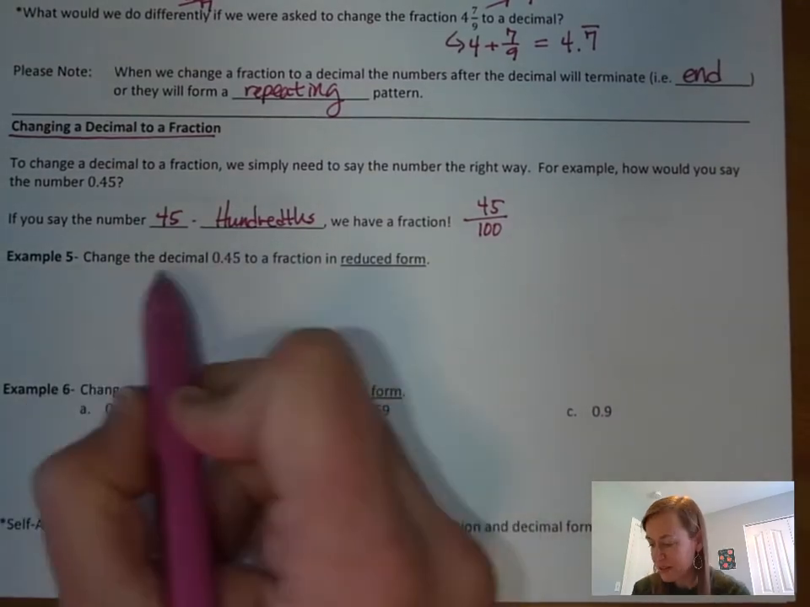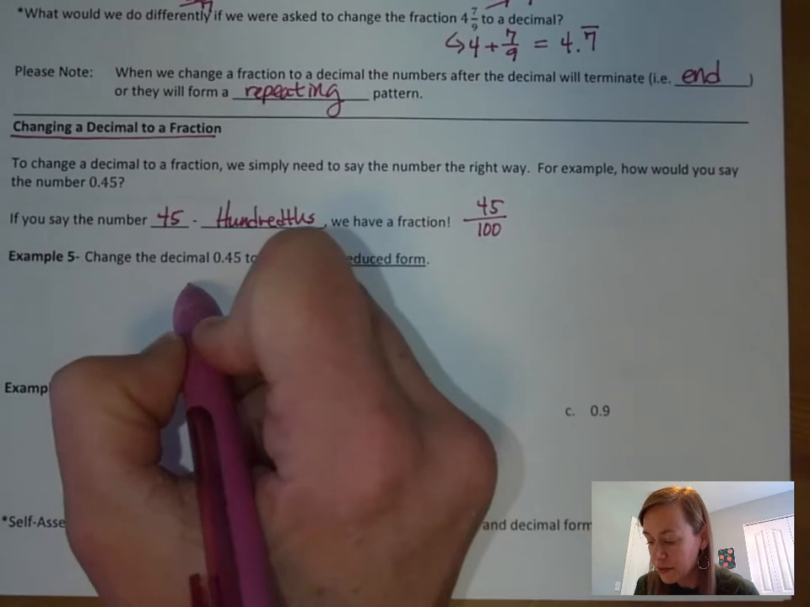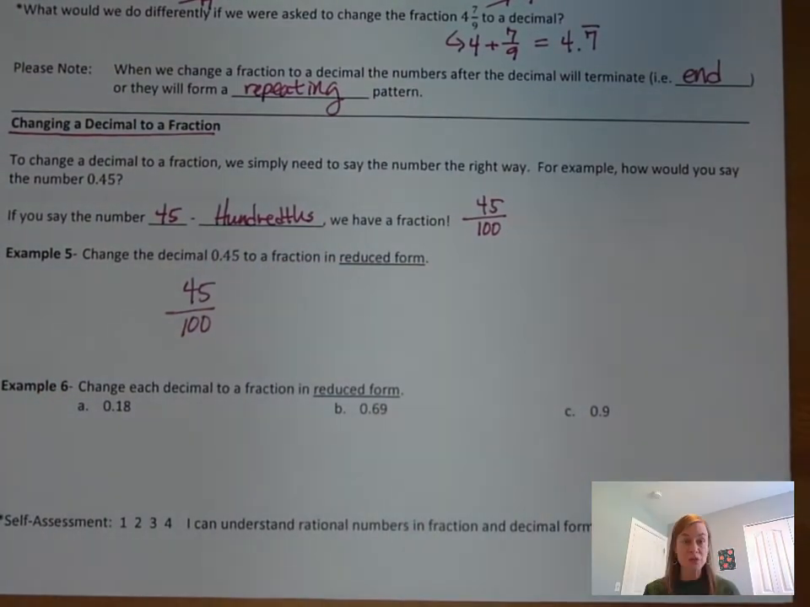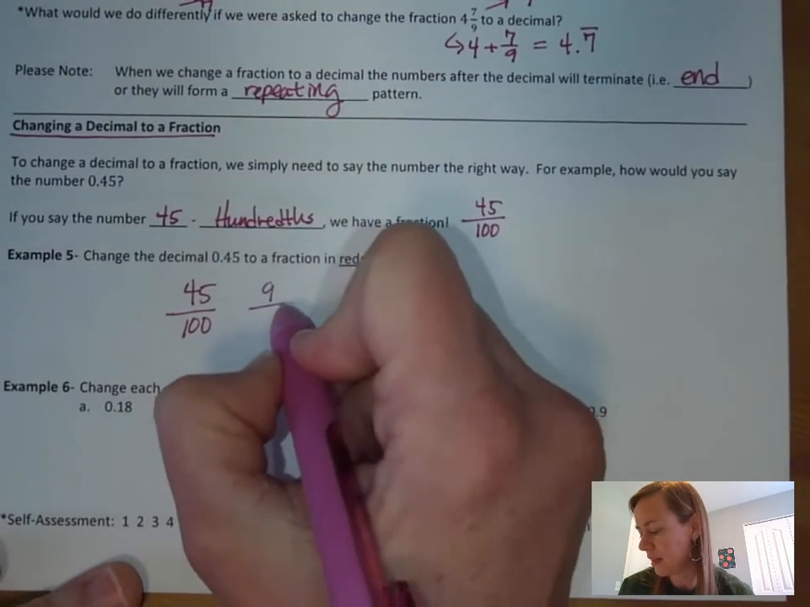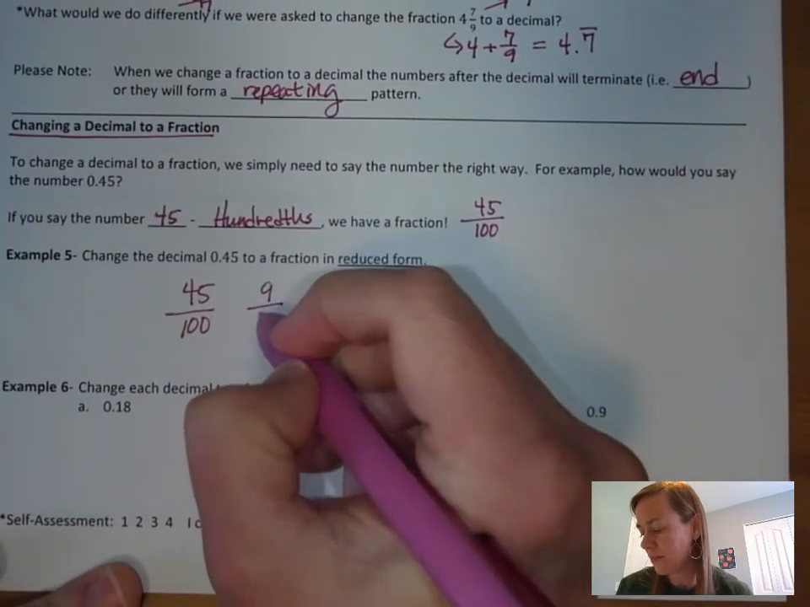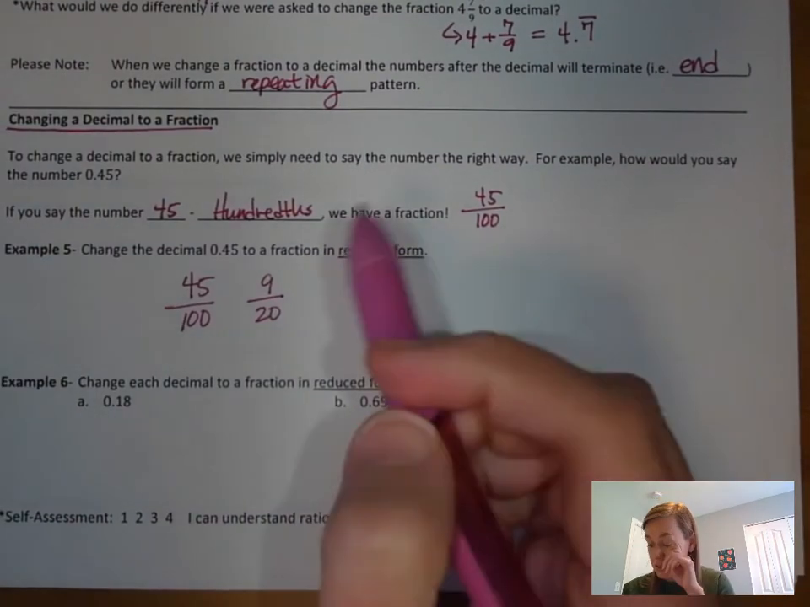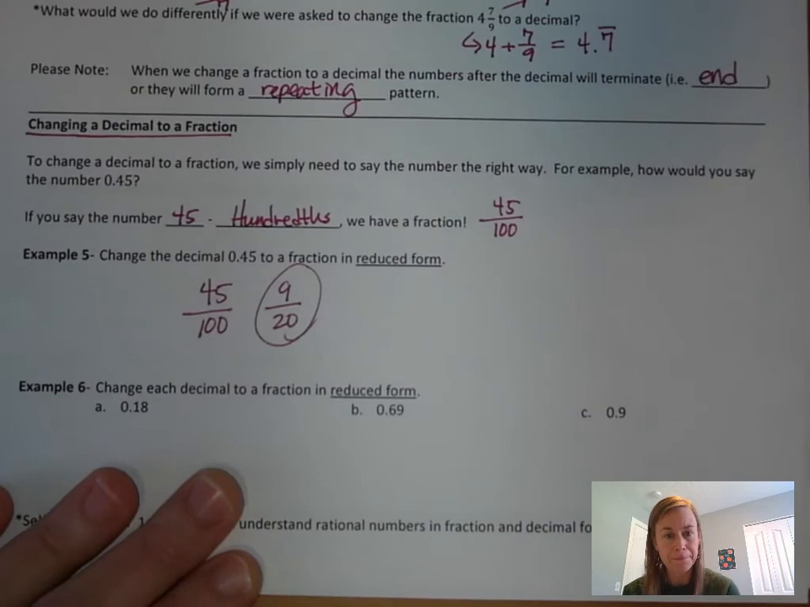So if they ask you to change the decimal 0.45 to a fraction in reduced form, you would start out with your 45 hundredths, and then all you have to do is reduce it. In other words, simplify it. So what's my greatest common factor? I don't know, maybe a 5. 45 divided by 5 gives me 9. And 100 divided by 5 gives me 20. Yeah, that looks good. So I can't reduce or simplify that anymore, so that would be my answer.